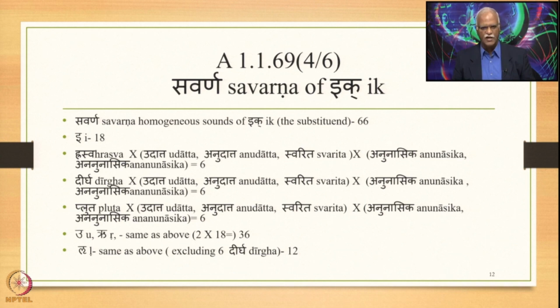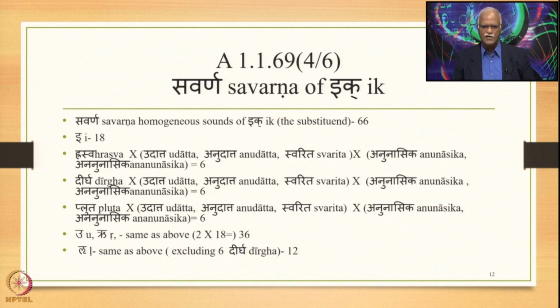6 short varieties of E. Then you have 6 dirgha, long varieties: the dirgha vowel into udatta, anudatta and svarita into anunasika and ananunasika. These are the 6 long varieties of E. And finally, 6 pluta varieties: pluta into udatta, anudatta and svarita into anunasika and ananunasika. These are the 6 pluta varieties. In all, there are 18 varieties of E, and the sound E stated in the 14 sutras stands for all such 18 varieties.